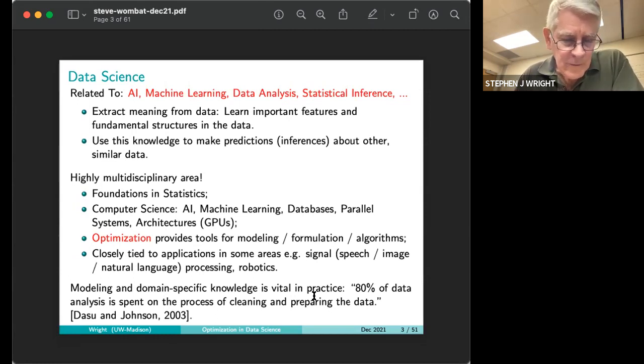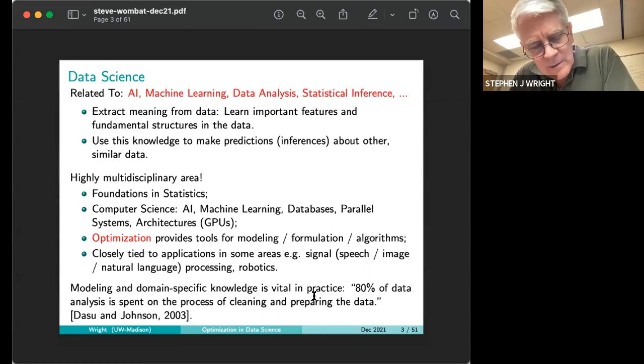And just a note before we really dive into this: there's a tremendous job market in data science, but the vast majority of people working in industry in data science are not doing the kind of thing that I'm talking about here. What they're really doing is cleaning and preparing the data, getting data sets into a state where you can actually do analysis on them.